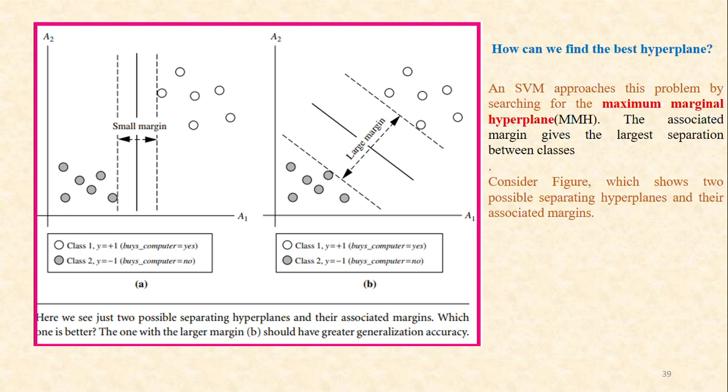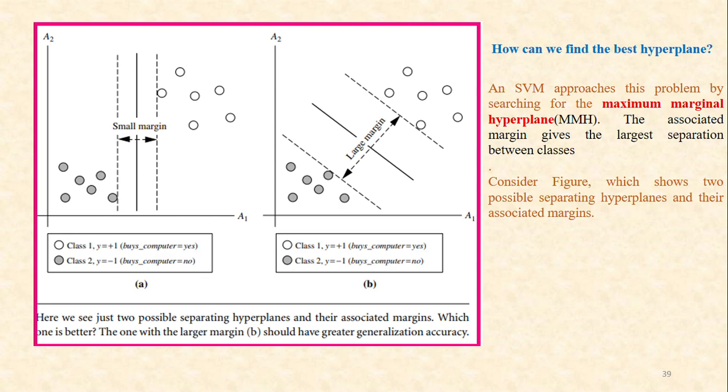Now consider two classifiers shown in this figure, that is, a classifier with a smaller margin and a second classifier with a larger margin. Our question is how can we find the best hyperplane? An SVM approaches this problem by searching for the maximum marginal hyperplane. The associated margin gives the largest separation between classes.